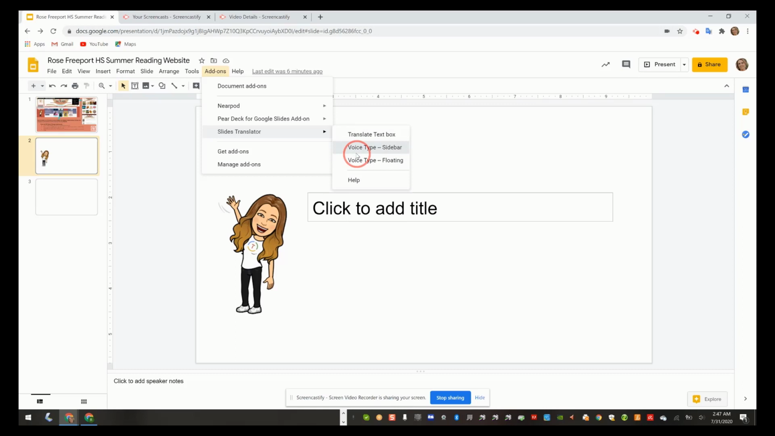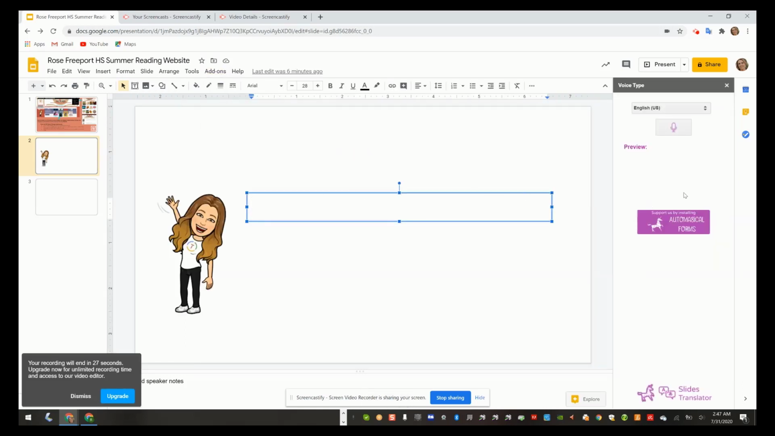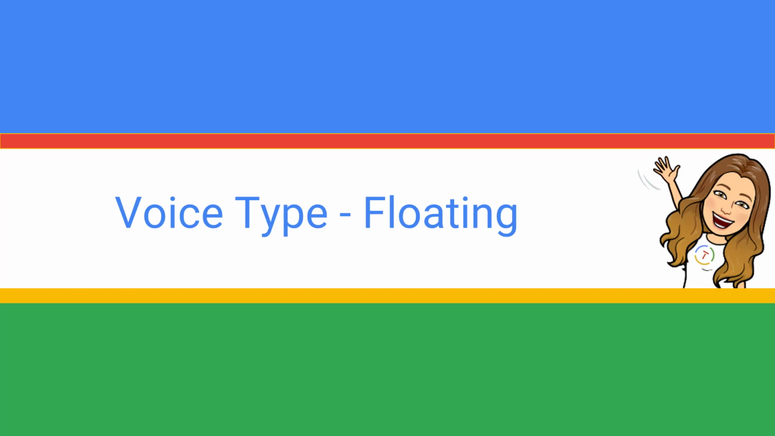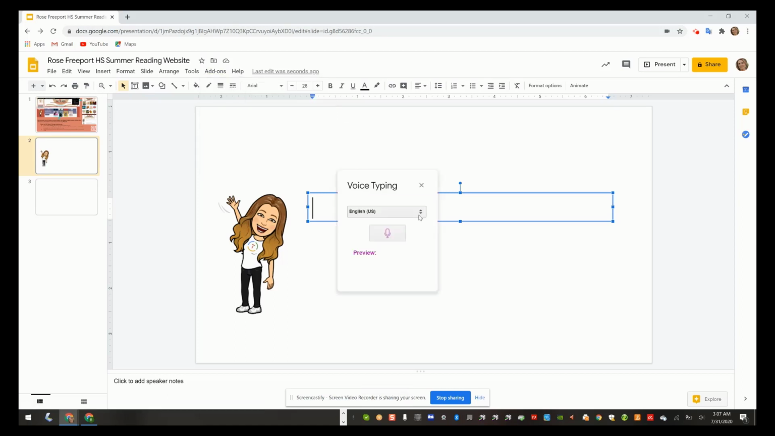Voice type sidebar. I'm going to click the text box here on my slide. I'm going to click the microphone. And as I'm speaking, you'll see that the text appears. And if I pause, that text will show up in my text box. There you go. Another feature of the Slides Translator add-on is voice type floating. So if we click here, this appears here as opposed to on the side.